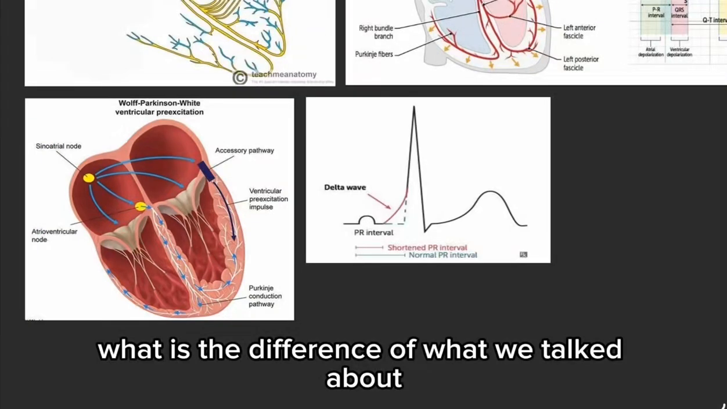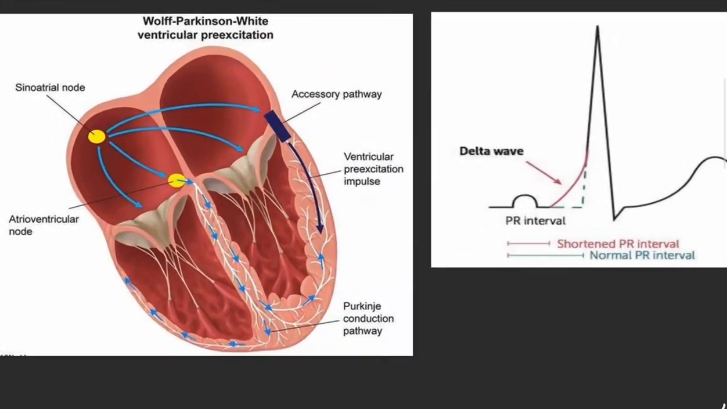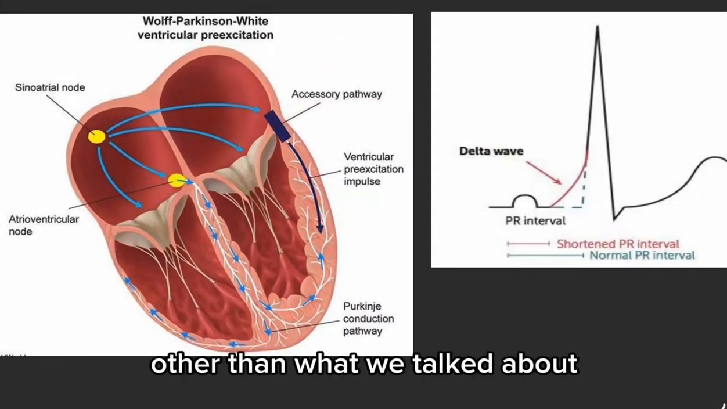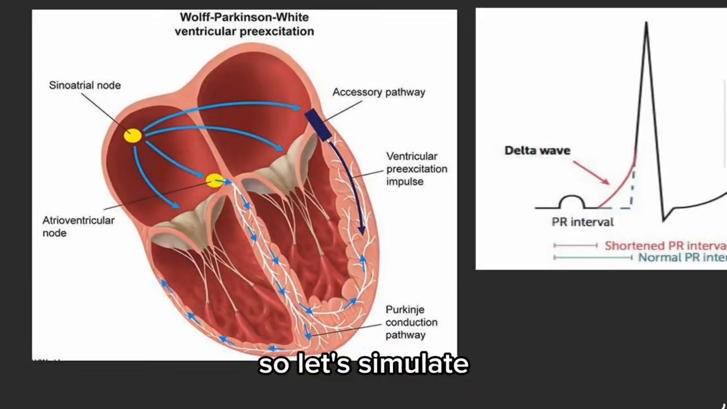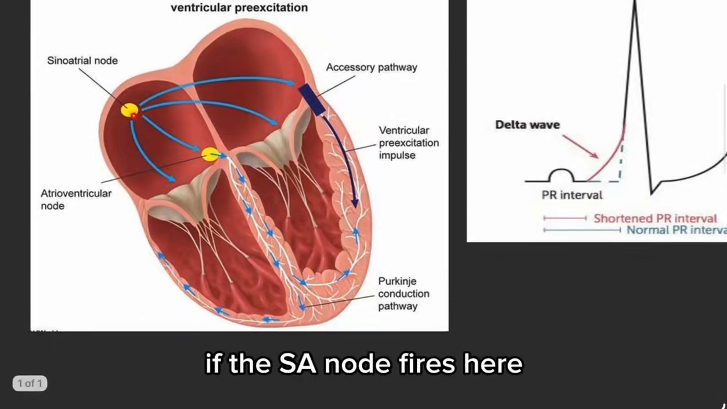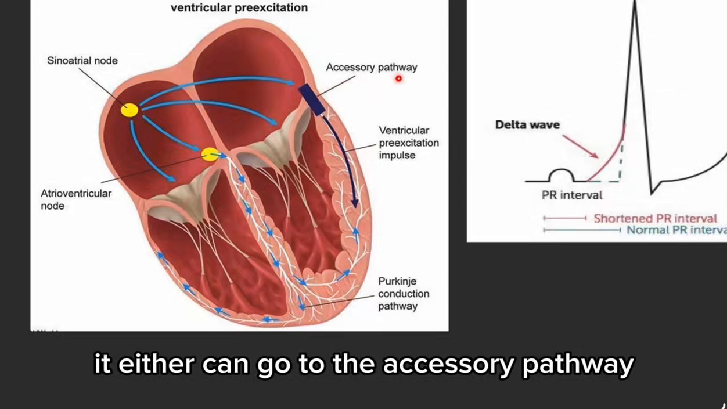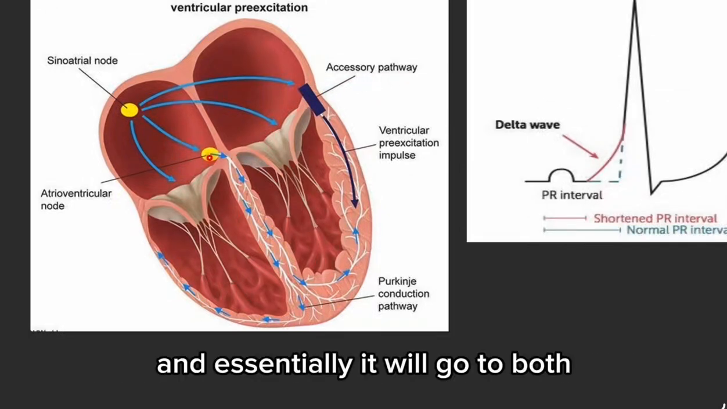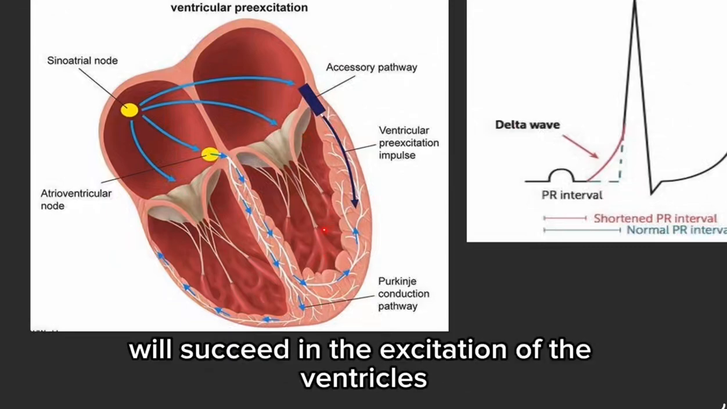Okay, so what is the difference of what we talked about in Wolff-Parkinson-White syndrome? In Wolff-Parkinson-White, there is an accessory pathway. Other than what we talked about, as we see here, there's an accessory pathway. So let's simulate what would happen if the SA node fires here. If the SA node fires here, the impulse has two options to go to. It either can go to the accessory pathway or it can go into the AV node. And essentially it will go to both. But only one will succeed in the excitation of the ventricles.